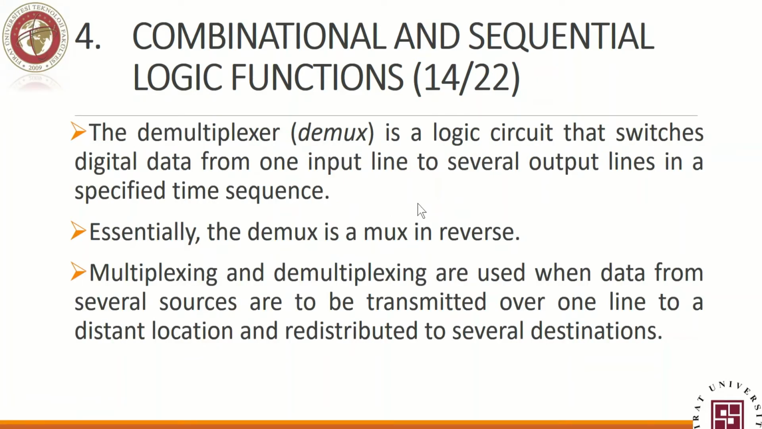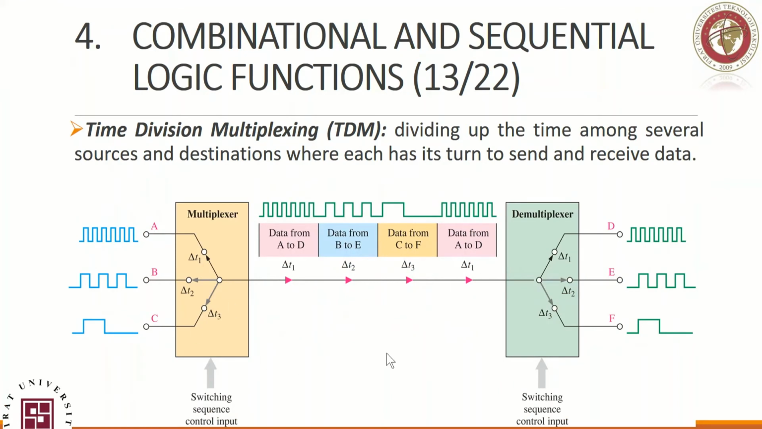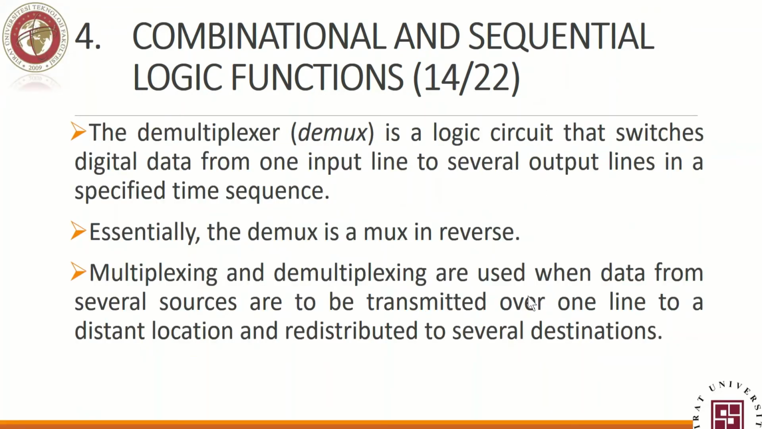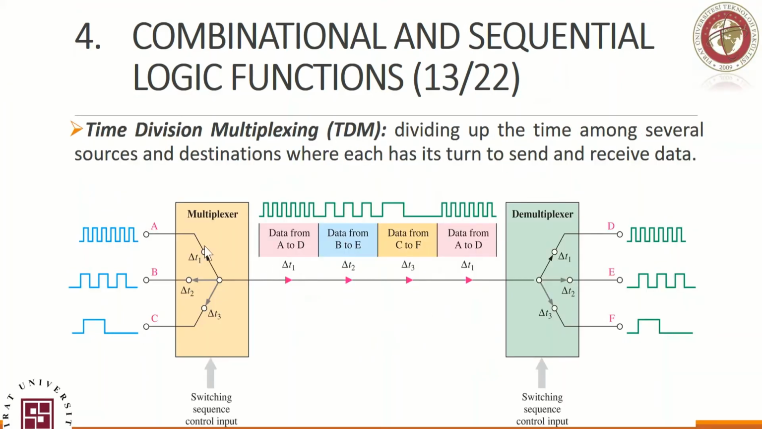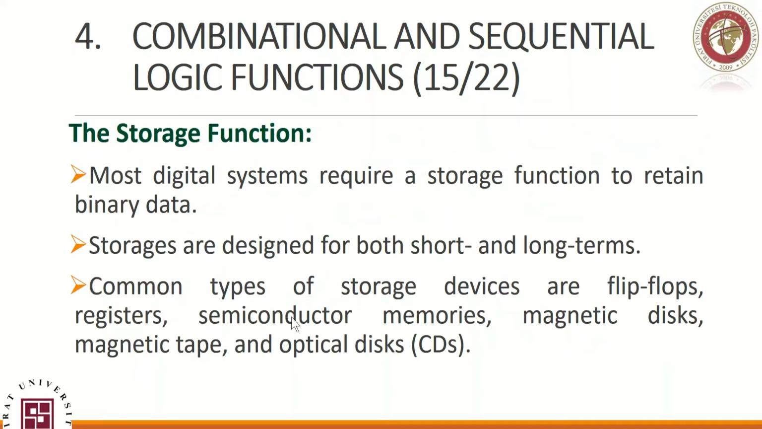Demultiplexer, or demux, which I explained, is actually the reversal of the process of mux. It does the exact reversal. We take from one line and distribute to several output lines based on the timing we assigned here, delta t1, 2 and 3. Okay. Storage functionality.